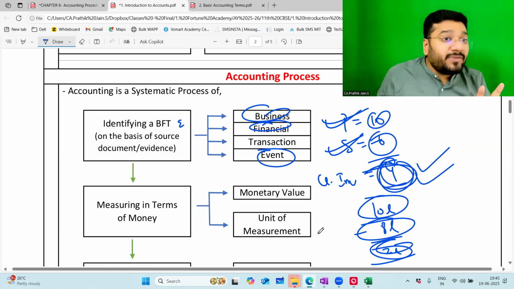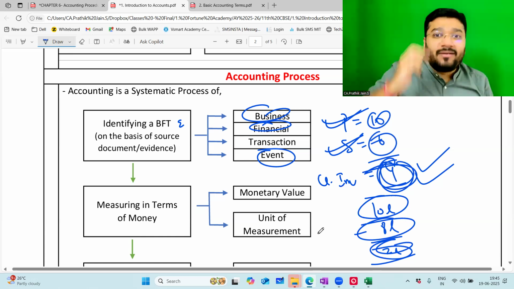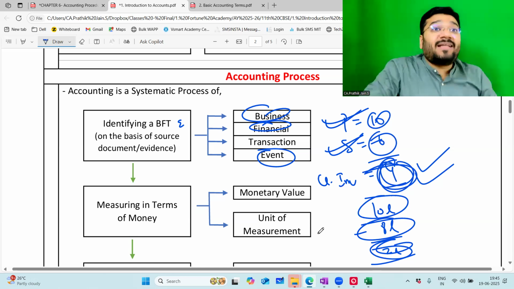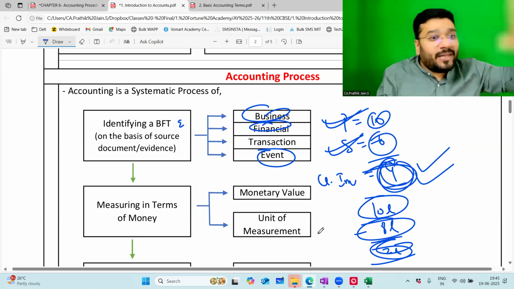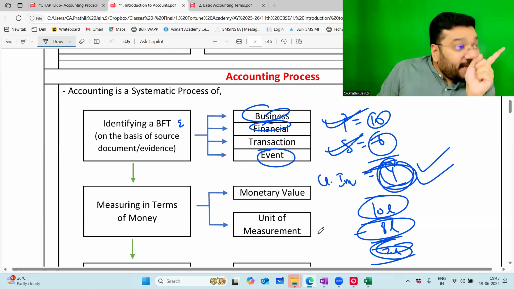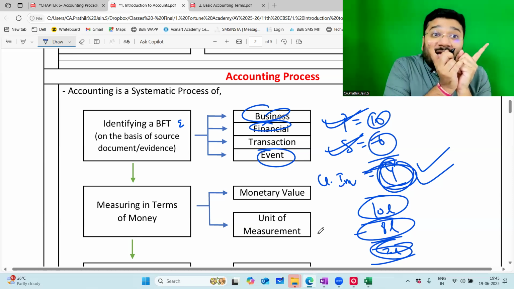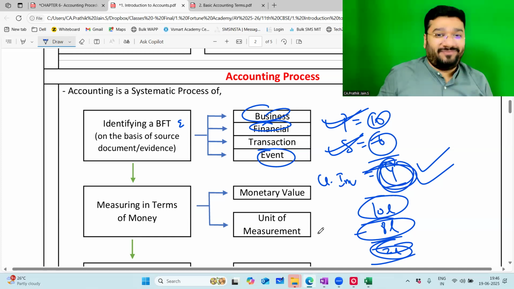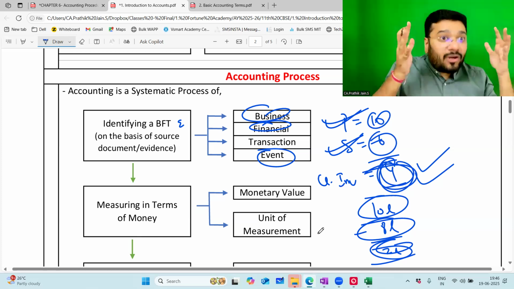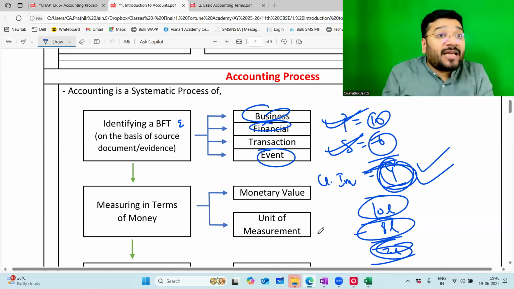Transaction means what? An activity which happens between 2 people. In that, one is business, another is third party. Event is not a transaction that happens between 2 people. Event is a result of the transaction that already took place. That also I need to capture. So we are on the lookout for what? BFT and BFE. If BFT, then record. If BFE, then record. If it is a personal financial transaction, no record. Business transaction, no finance, don't record. So when I give you a lot of transactions, you should be able to understand which I should take for recording, which I should leave.